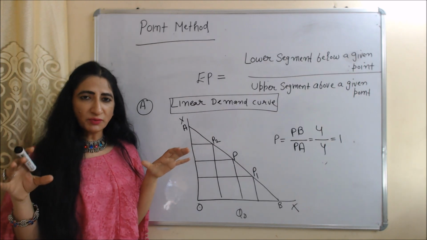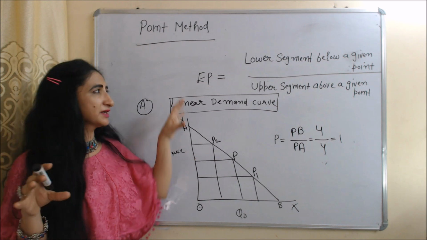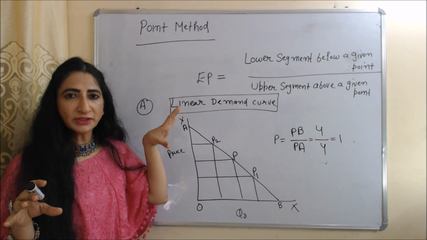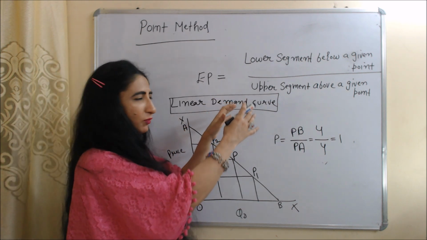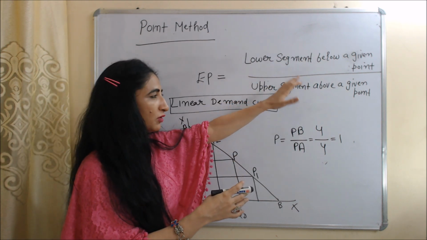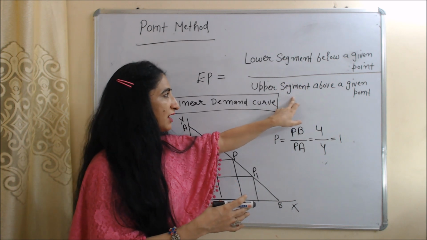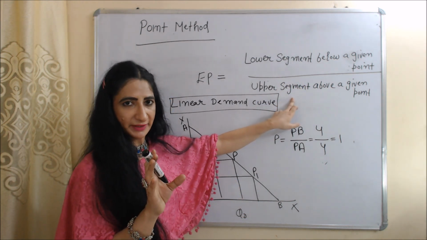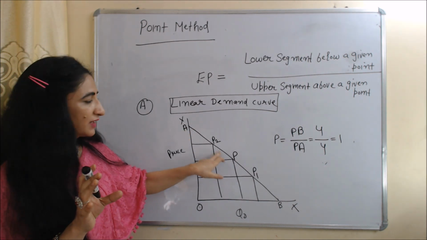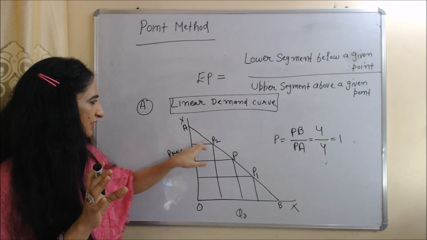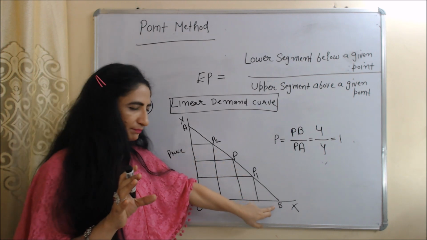Next method to measure price elasticity of demand is point method. According to this method, we can measure price elasticity of demand by this formula. Lower segment below a given point divided by upper segment above a given point. Suppose we have this AB linear demand curve. You can see there are so many points A, P2, P, P1, B.